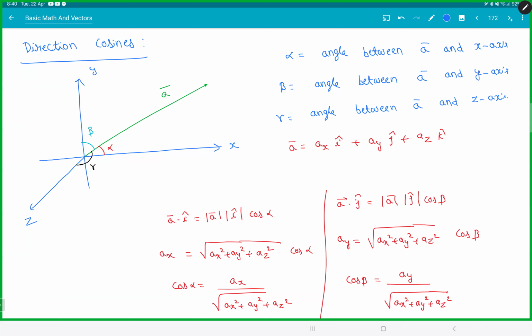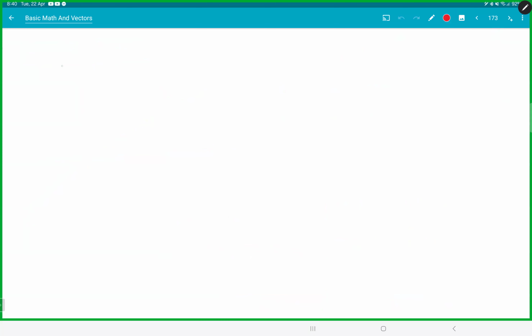When I say angle between x-axis, along x-axis, what vector do you have? You have i cap. So similarly, if I do a bar dot k cap, this will give you the angle between the a bar vector and the z-axis. This will give you cos gamma. This will be az over root of ax square, ay square, and az square is cos gamma.